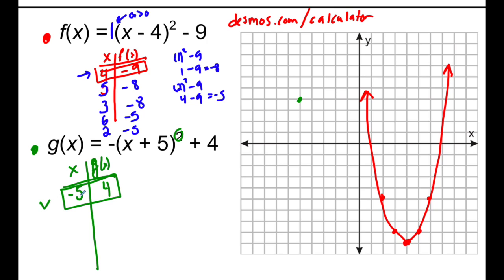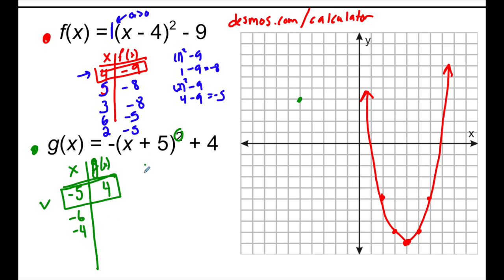Okay, now I need to plug in two numbers around negative 5. So I'm going to choose negative 6 and negative 4 because negative 6 is 1 less than negative 5. Negative 4 is 1 more than negative 5. So in other words, negative 6 and negative 4 are both 1 away from negative 5. So they're going to have the same y value or output or g of x value.